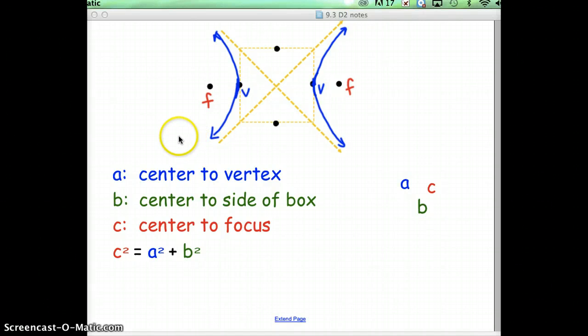Okay, happy Friday. These notes are the second day of 9.3. So the first thing I want to do is just go over the general structure of a hyperbola.